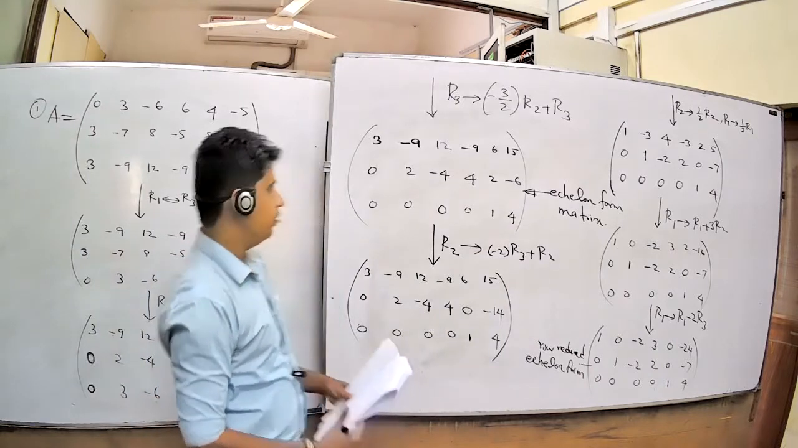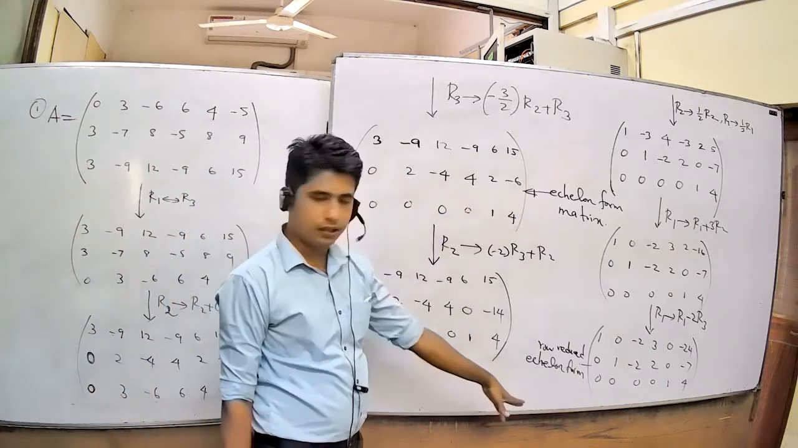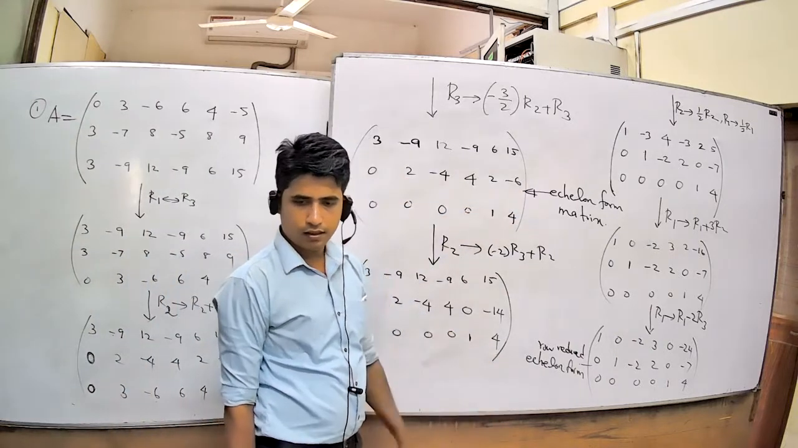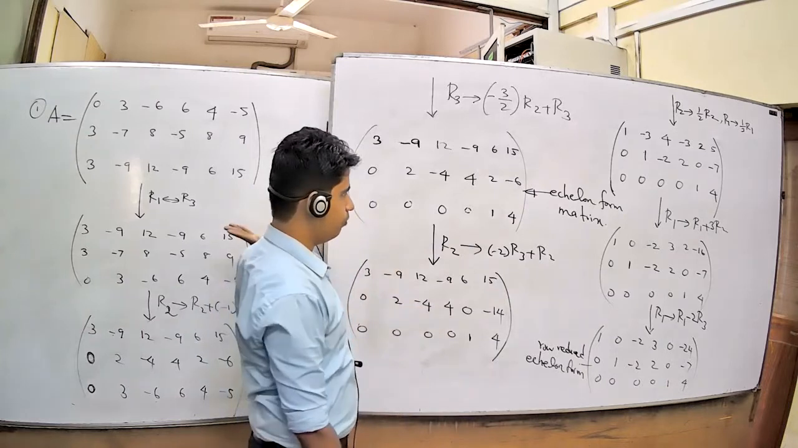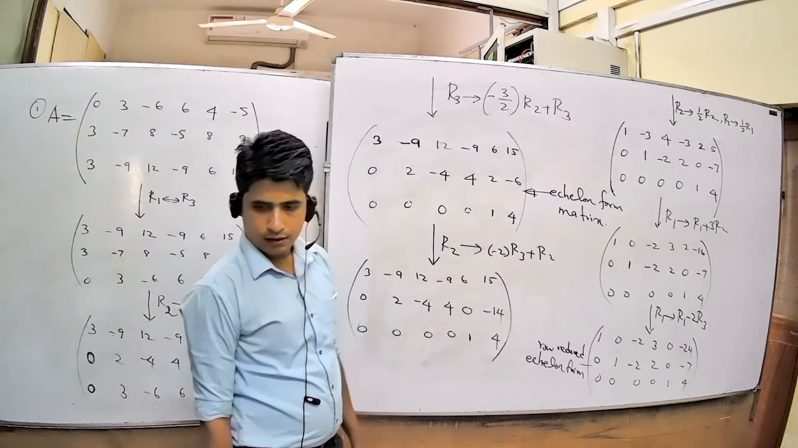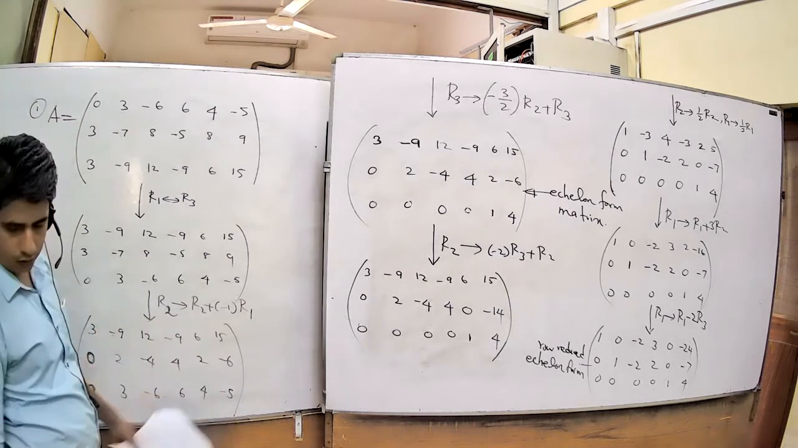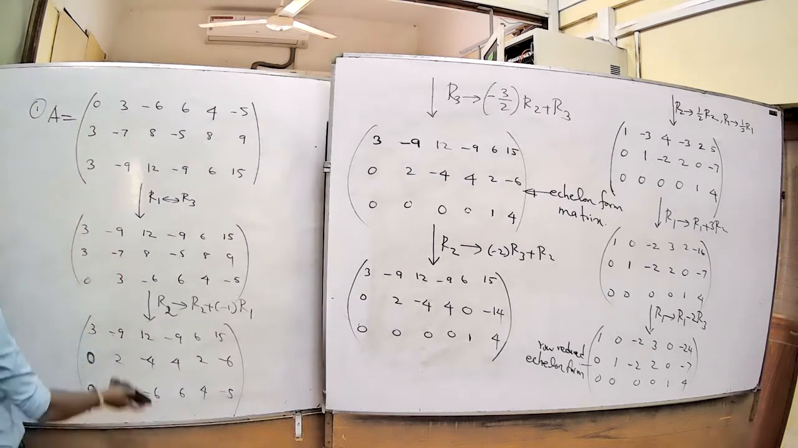Okay. First we found the echelon form. From the echelon form, you can find the row reduced echelon form. Right, now you understand how we find the echelon form and row reduced echelon form for a particular matrix. Next we do other problems based on this echelon form and row reduced echelon form.